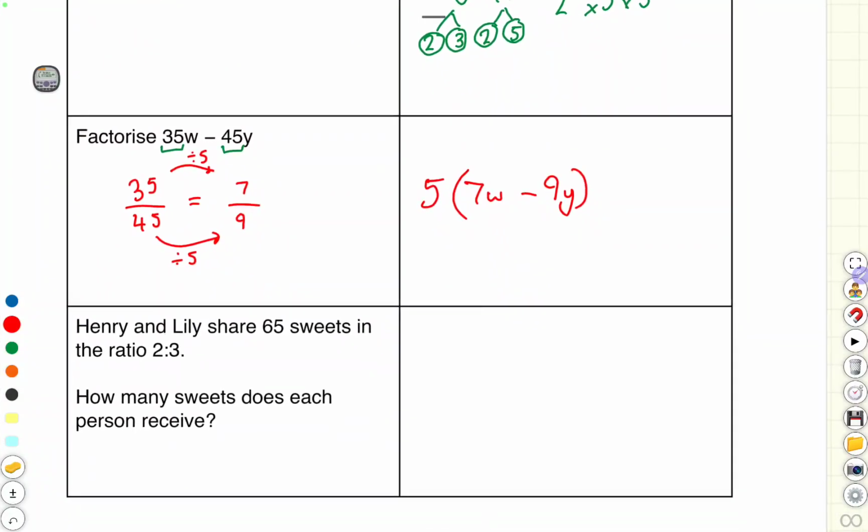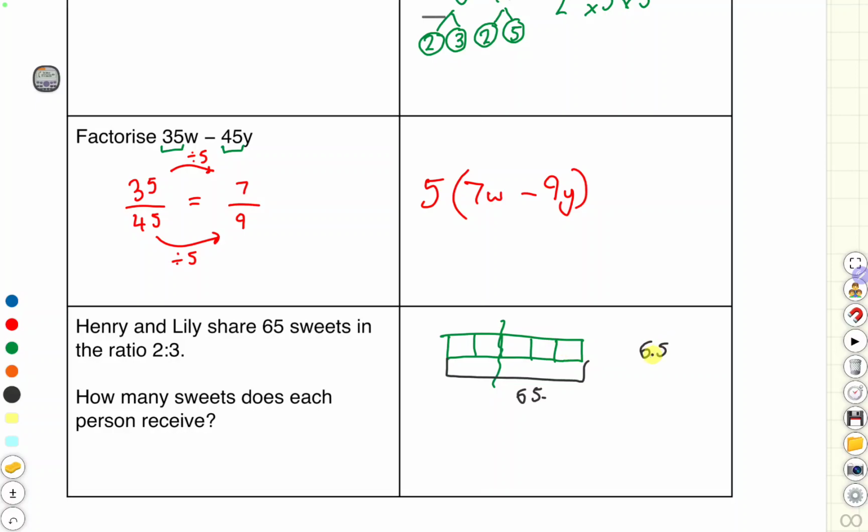Next one, a ratio question. Henry and Lily share 65 sweets in the ratio of 2 to 3. How many sweets does each person receive? So let me just quickly draw a bar model for this. So we've got 1, 2, 3, 4, 5. So we've got 2 shares on the left and then 3 shares on the right. So first of all, we've got 65 sweets to take care of. So 65. Now we need to share these equally between these 5 boxes that we have got.